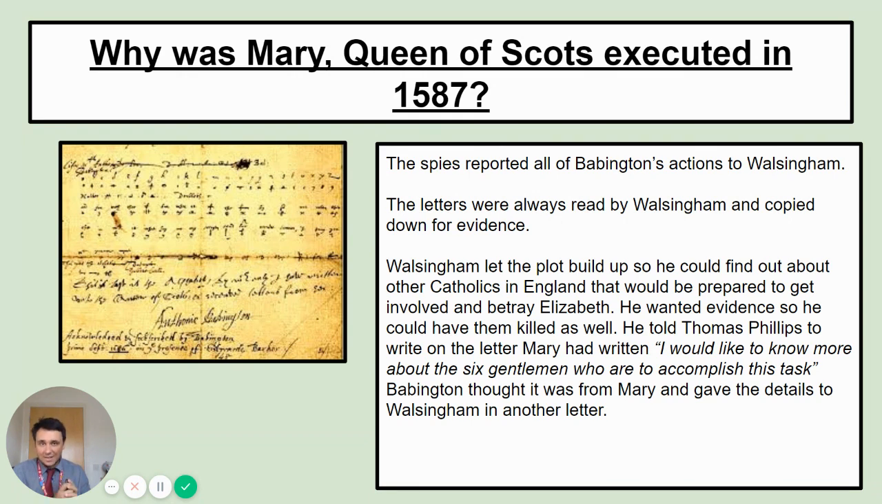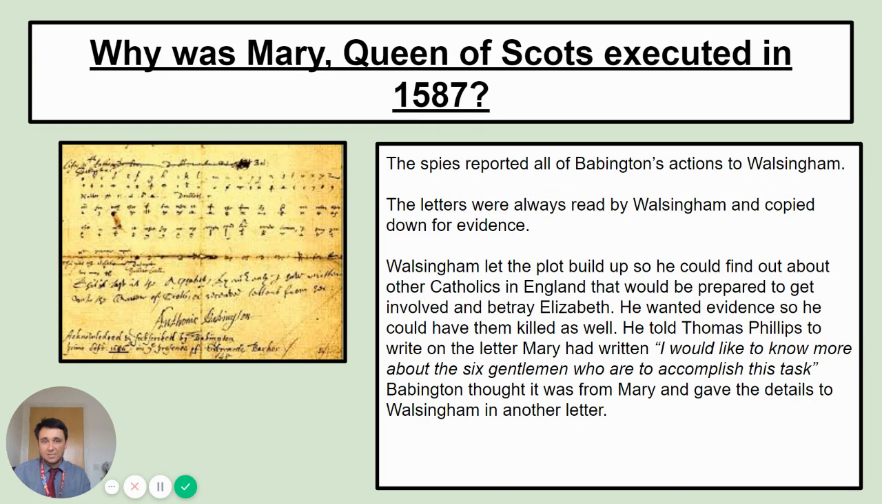But this is the clever bit. As soon as that letter is received by Mary saying, look, you're going to need to get help from abroad. You might need to remove me and put me back on the throne after you've got rid of Elizabeth. Walsingham doesn't just go, brilliant, we've got them. He says, hang on, this is getting good. Let's see what else they're going to say. He lets the plot build up so he can find out about the other Catholics.